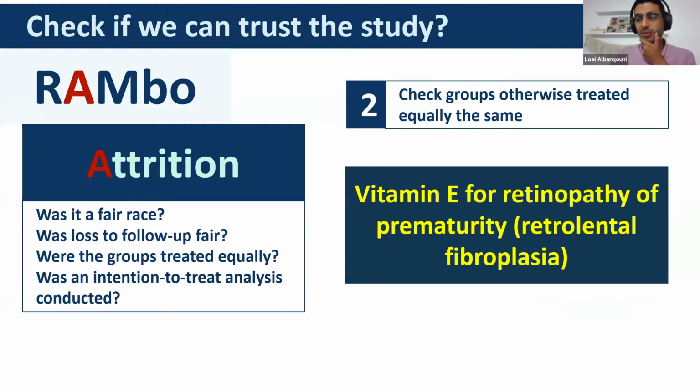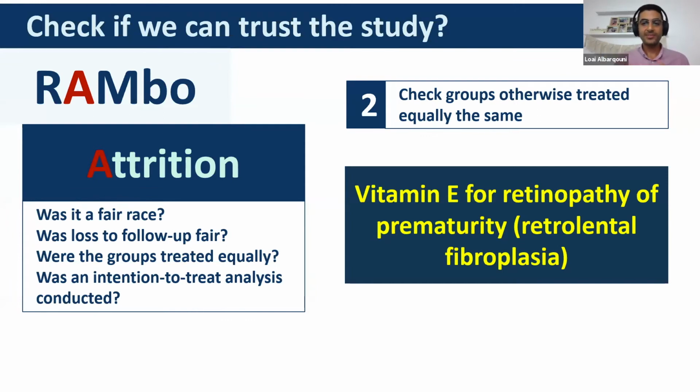And there's a good example for that about vitamin E for retinopathy of prematurity, or retrolental fibroplasia. So what happened, those babies having retinopathy of prematurity, now we know this is mostly because of the oxygen. One very early study found that vitamin E could be effective in treating or preventing retinopathy of prematurity, and in the article it was shown to be very effective. Those who received the vitamin E were less likely to have retinopathy of prematurity.